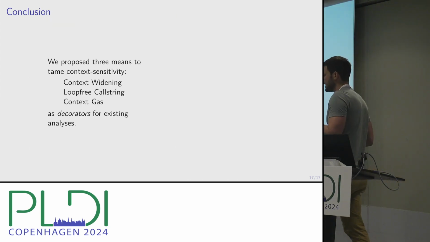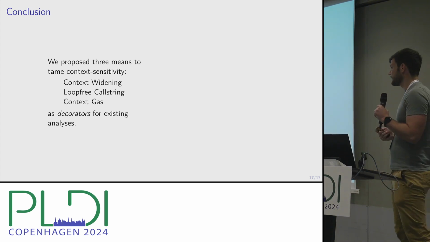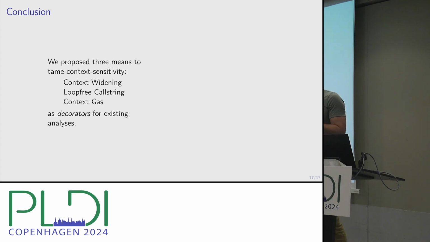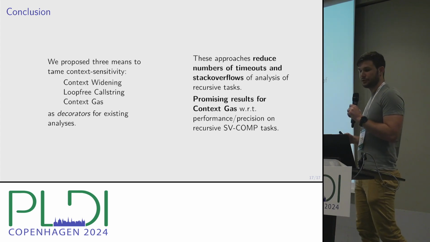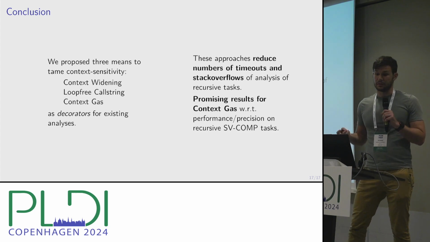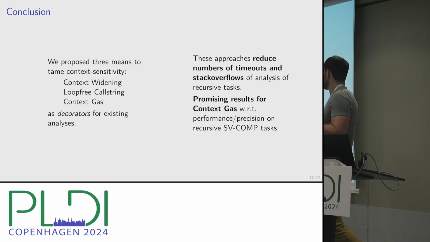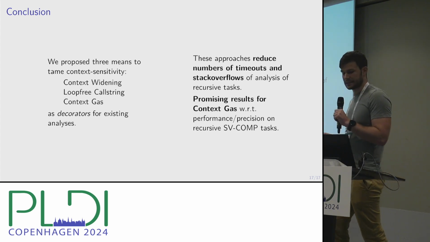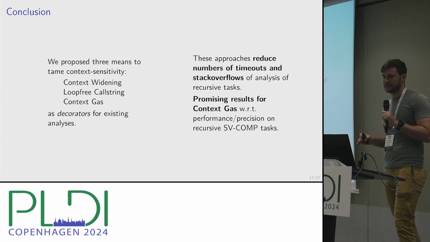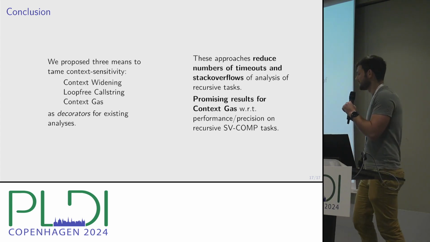Now, to conclude, we have proposed 3 means to tame context sensitivity: context widening, loop-free call string, and context gas. They are implemented as decorators for existing analyses so that you do not have to adapt your existing analysis code. And these approaches manage to reduce the number of timeouts and stack overflows of recursive tasks. And albeit the precision for the loop-free call string and the context widening was decreased, we see promising results in particular for the context gas with regard to the precision performance trade-off and more solved tasks than a full context analysis. So that's it. So thank you.